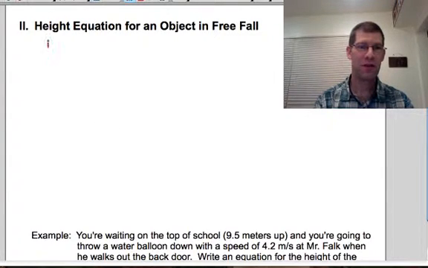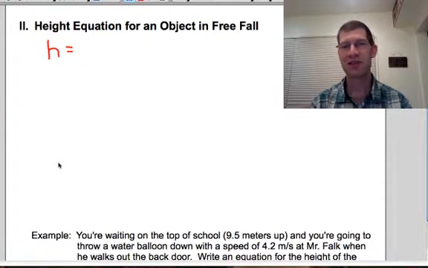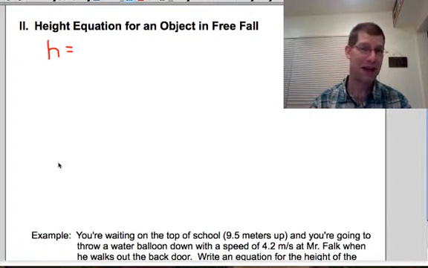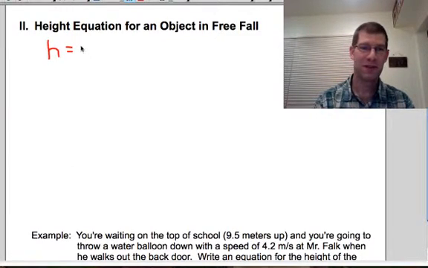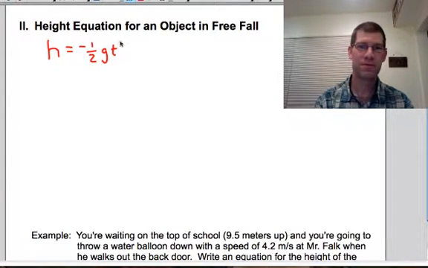So this is one of the equations you should have memorized for the test. So h equals, it's really looking at what's the height of an object going to be after a certain amount of time's gone by. This would be true if you drop an object, if you throw an object up, if you throw an object down. It's going to be this here. So we'll say h equals negative 1/2 gt squared.